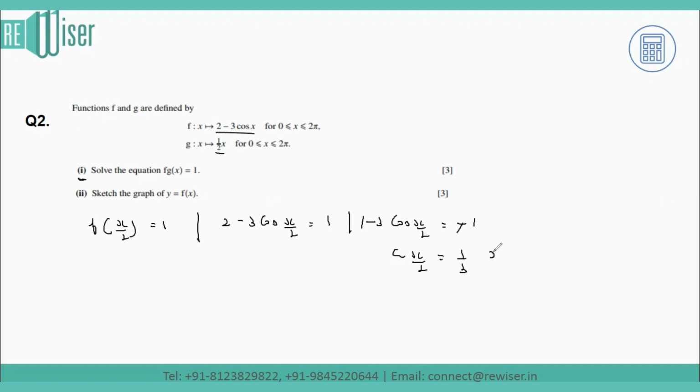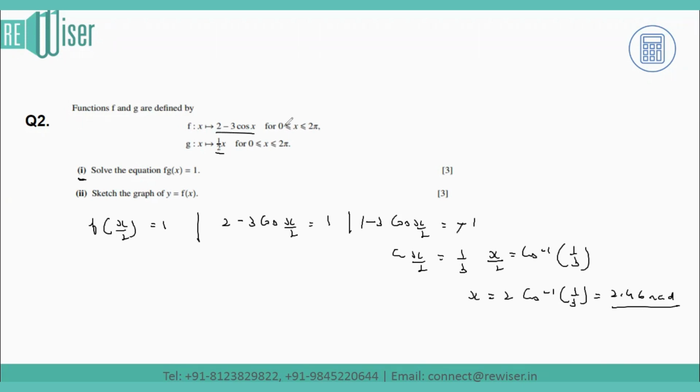Therefore, x by 2 equals cos inverse of 1 by 3, and x equals 2 into cos inverse of 1 by 3, which is equal to 2.46 radians. So that's the final answer for the first part of the question.